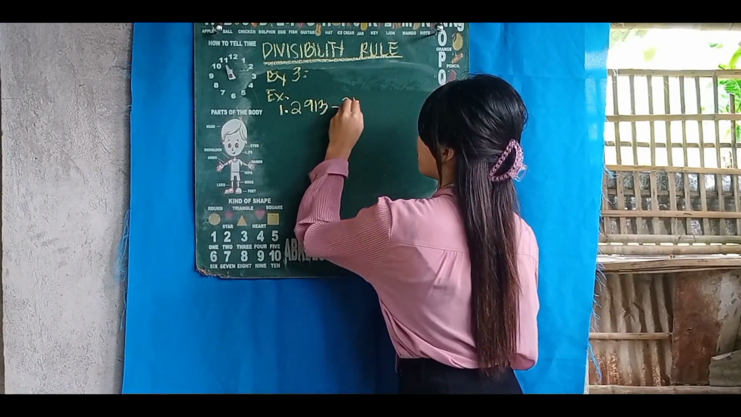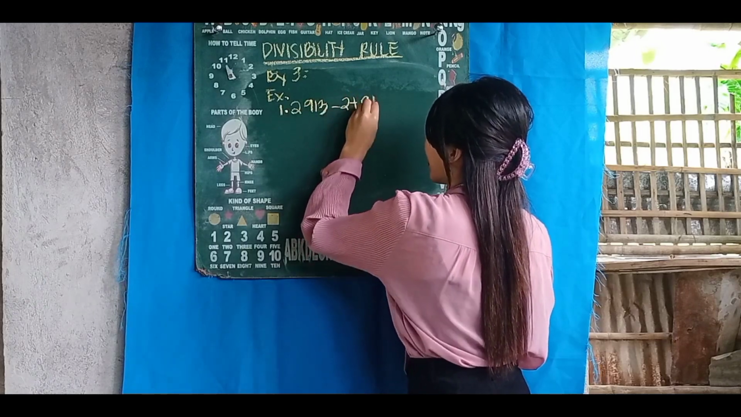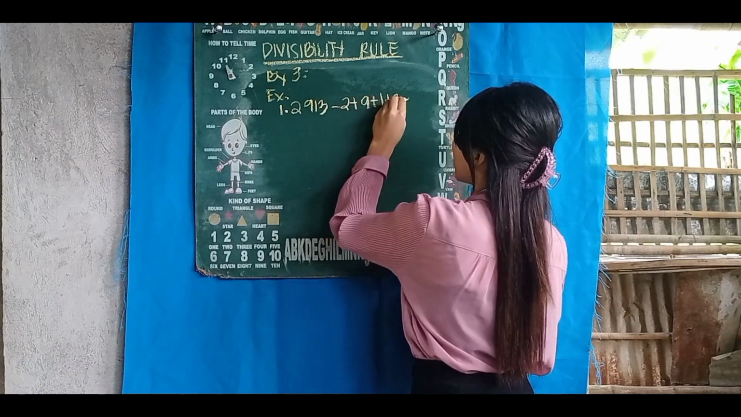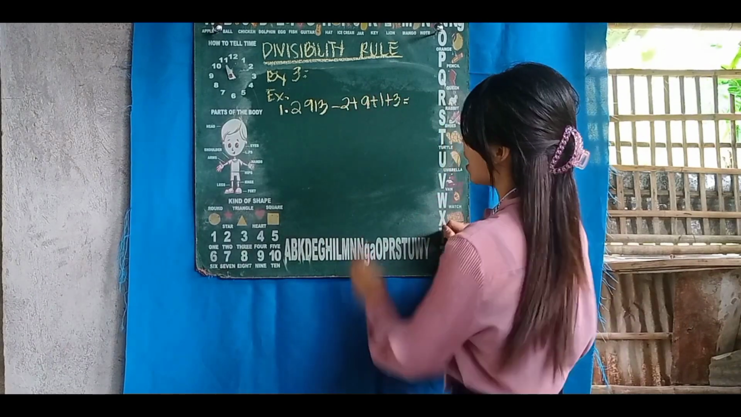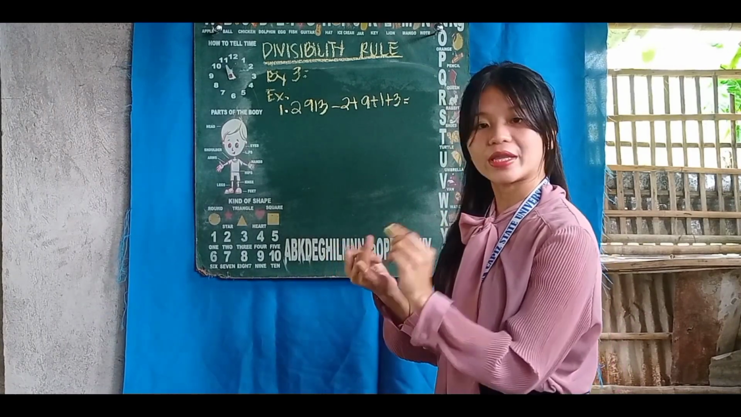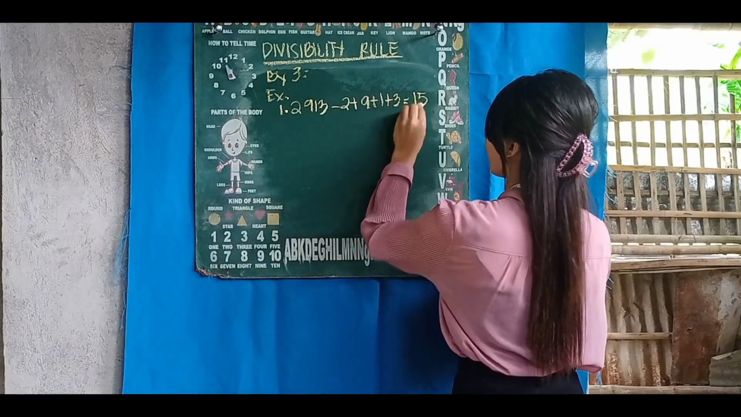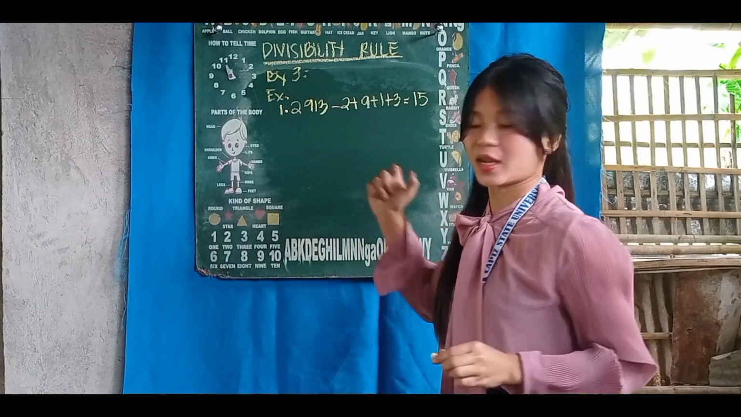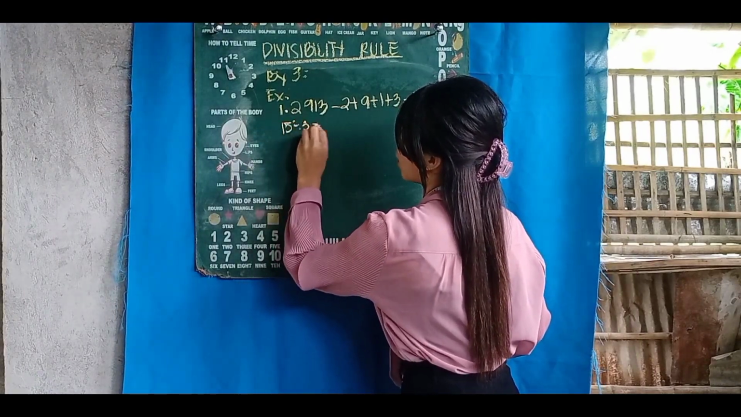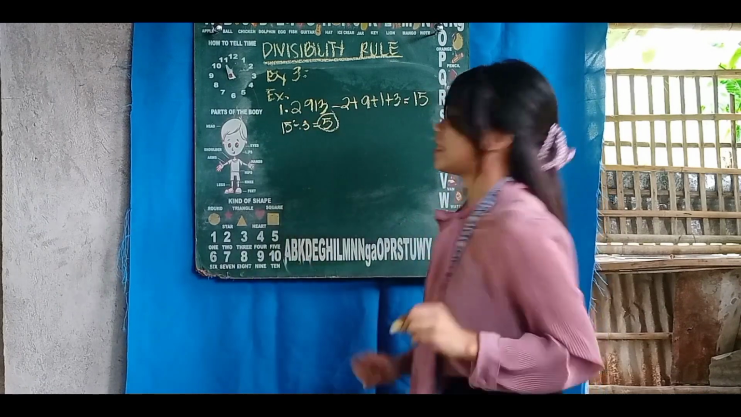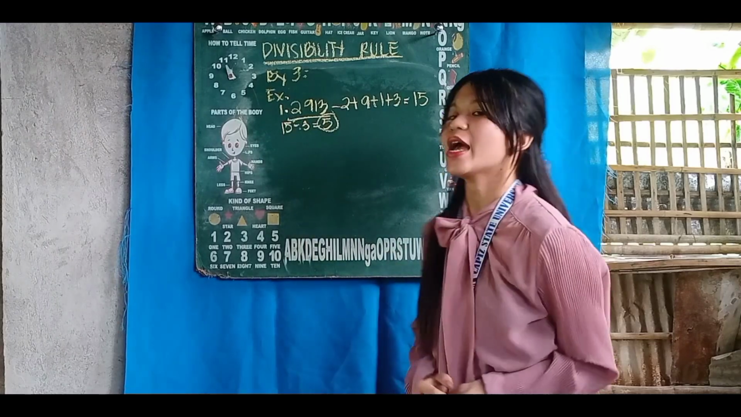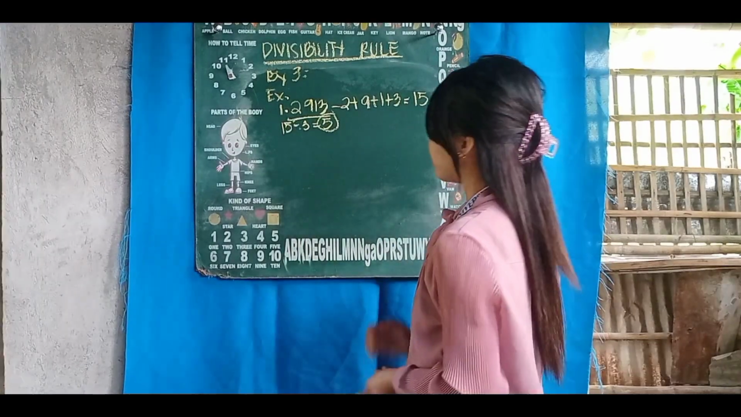So, 2 plus 9 plus 1 plus 3 is equal to what? 2 plus 9, 11 plus 1, 12 plus 3, 12, 13, 14, 15. So, equals to 15. So, is 15 divisible by 3? Yes, of course, because 15 divided by 3 is equal to 5. Ibig sabihin, the original number, which is 2,913, is divisible by 3.